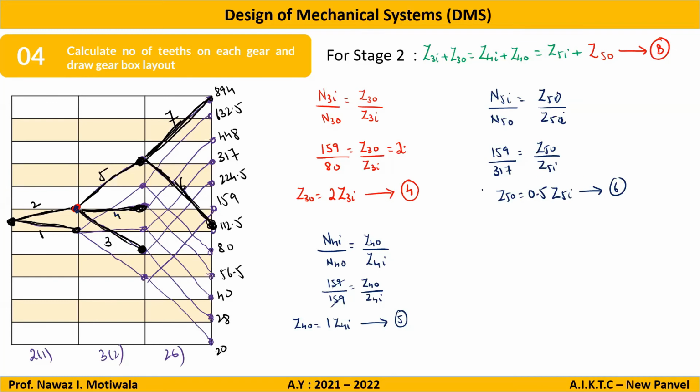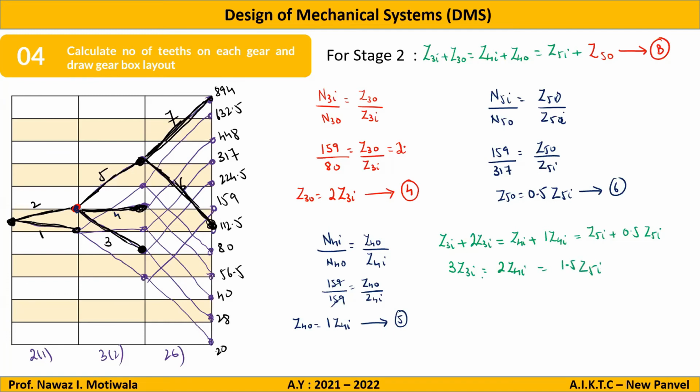So what I will get is, we have equations 4, 5, 6. Substitute these 4, 5, 6 in equation number B. So now it's just simple. 1 plus 2 gives you 3. So it will be 3Z3I is equal to 2Z4I is equal to 1.5 Z5I.